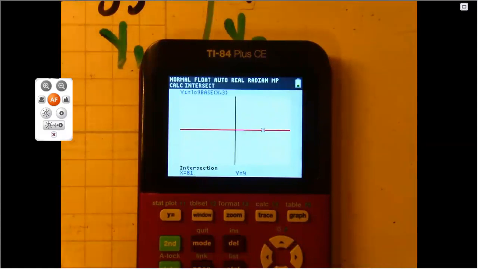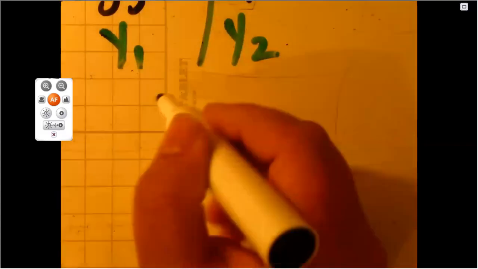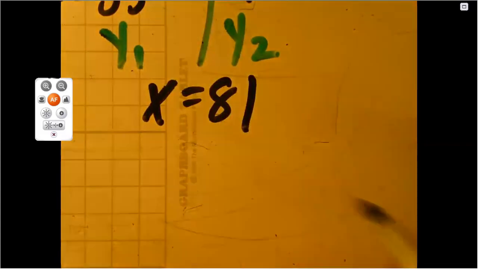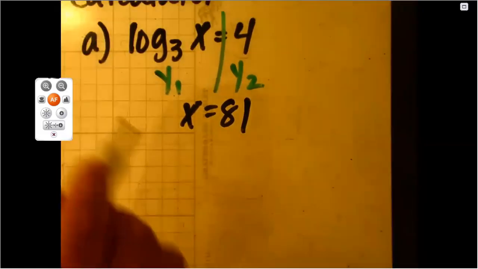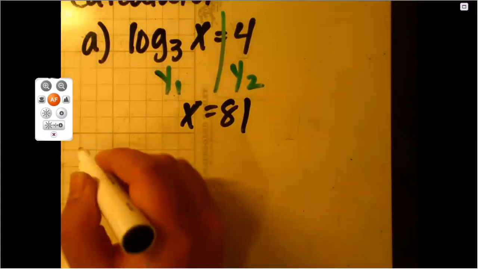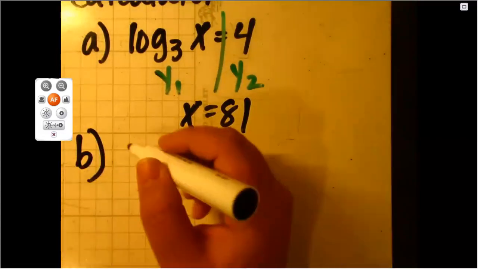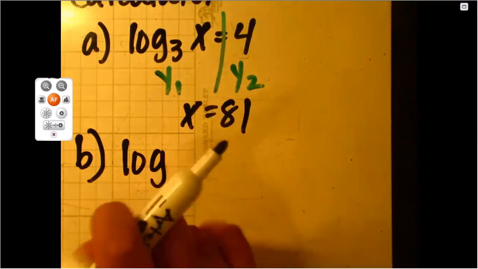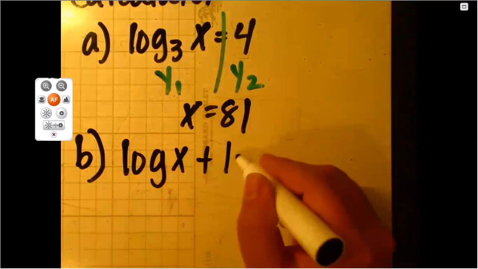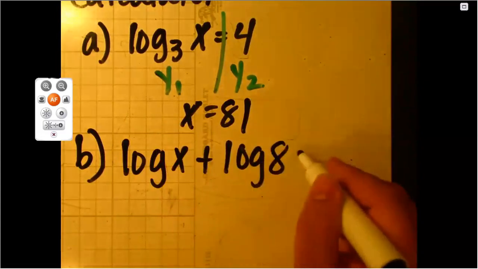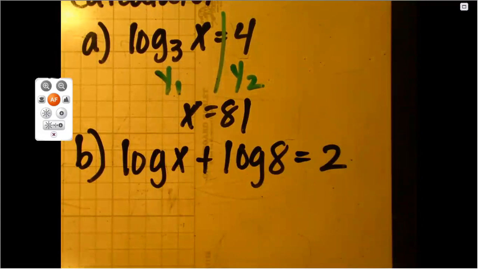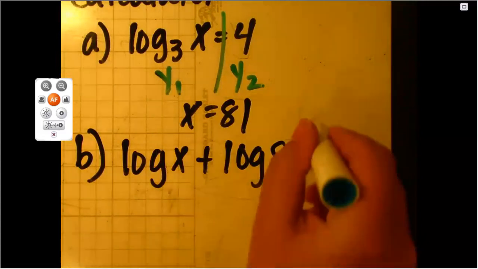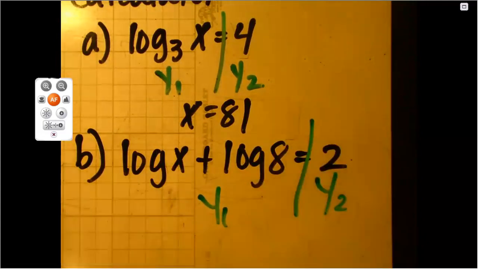All right, so it looks like my intersection is at x equals 81, which makes sense because we've got log base 3, so 3 to the 4th power, which is 81. All right, and that's the gist. So we'll do one more of these. Oops, not log base 3. Log of x plus log of 8 equals 2. All right, and just like before, you don't have to do anything except y1, y2, just like it's written.